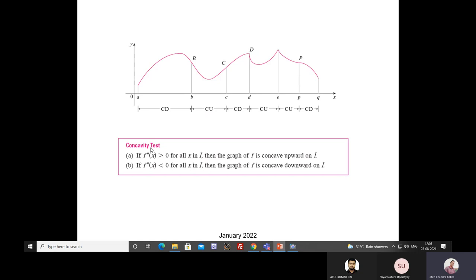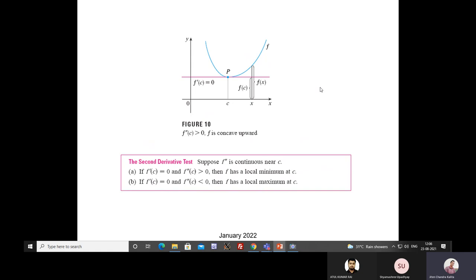So, if f double prime is strictly greater than 0 in an interval, the graph of f is concave upwards on that interval. And if it is strictly less than 0 in an interval, then the graph of f is concave downward there. Okay, fine. So the next slide is going to be very, very important because it talks about the second derivative test for a function of one variable, or a single variable function. Okay, so it is about the existence of maxima and minima in terms of the second derivative test. So here it is. You must have seen it, I mean, an infinite number of times probably. Okay, so what does it tell?